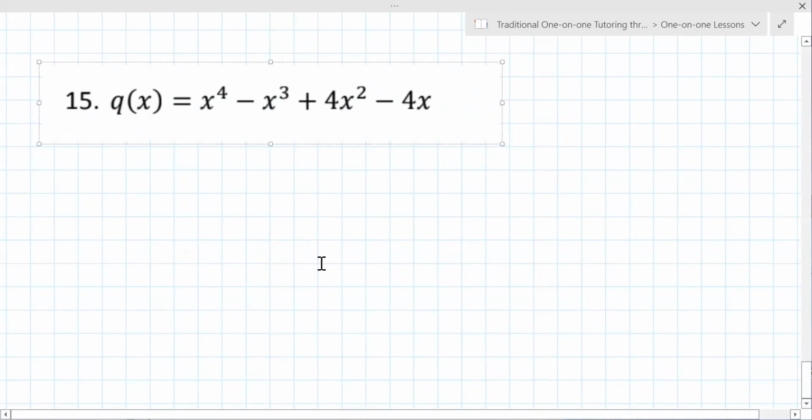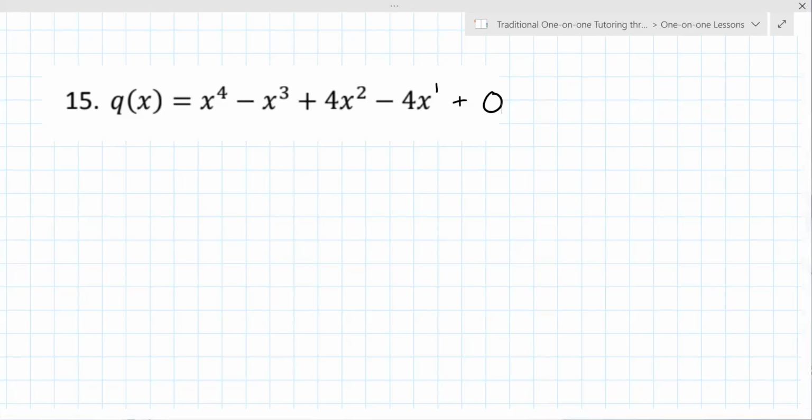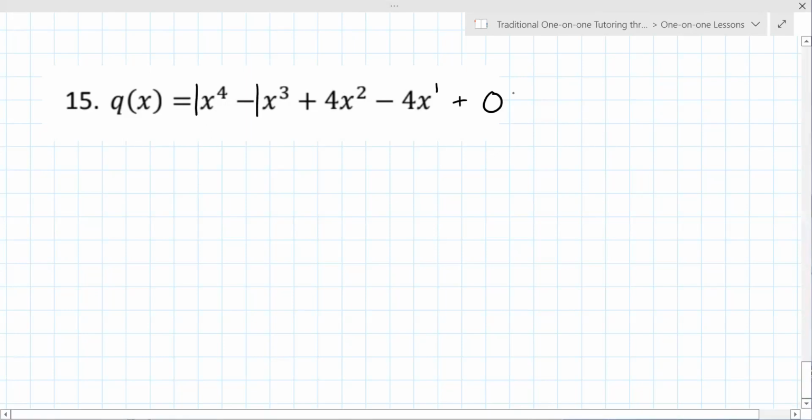So just like we did in the last problem, you want to look and see, is anything missing? Okay, so it goes from a 4 to a 3 to a 2 to a 1. And you might think that nothing is missing, but there's a 0 actually missing here at the end. There always has to be a constant term. All right, so we're gonna do this kind of different than the way that they want you to do it here, because I want to remind you how to do this. So these coefficients, 1, -1, 4, -4, and 0, they go in this table up here.